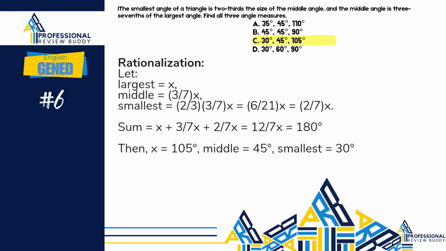The smallest angle of a triangle is 2/3 the size of the middle angle, and the middle angle is 3/7 of the largest angle. Find all three angle measures. Rationalization: let largest equals x, middle equals 3/7 x, smallest equals 2/3 times 3/7 x equals 6/21 x equals 2/7 x. Then, sum equals x plus 3/7 x plus 2/7 x equals 12/7 x equals 180 degrees. Therefore, x equals 105 degrees, middle equals 45 degrees, smallest equals 30 degrees.